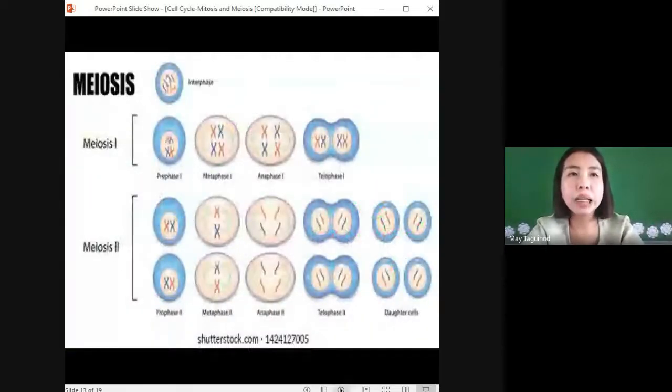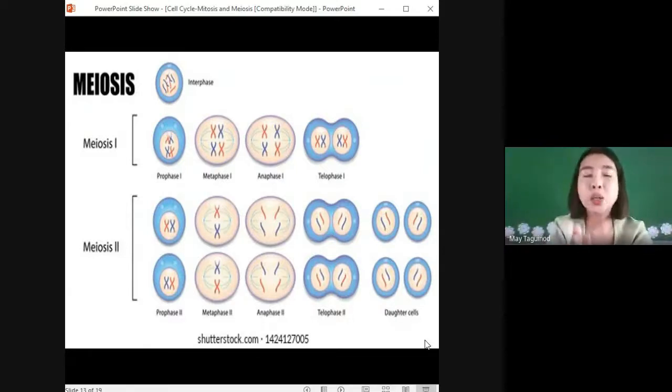Okay, so let's move on with one of the types of cell division, which is meiosis. Meiosis is the process of cell division in which gametes are formed and the number of chromosomes is halved, so that sexual reproduction and zygote formation can occur. When we say zygote, it is a fertilized egg which has a diploid number of chromosomes.